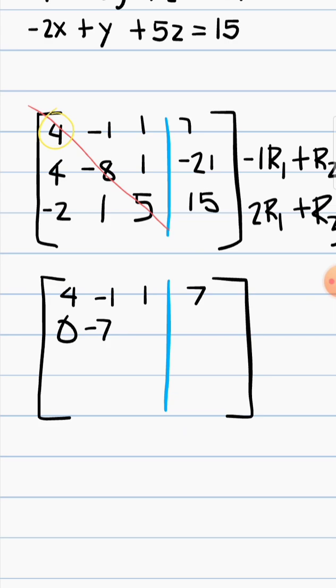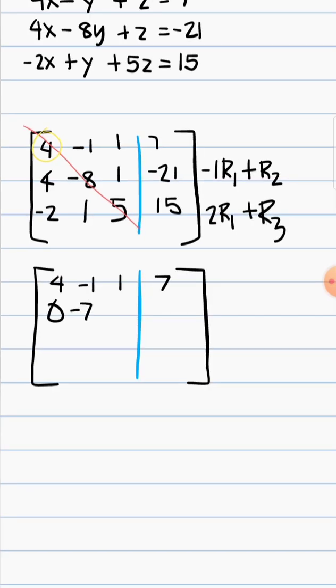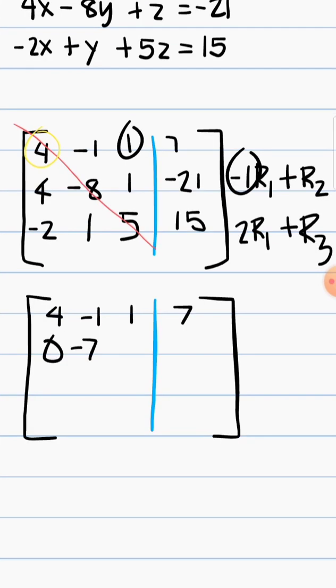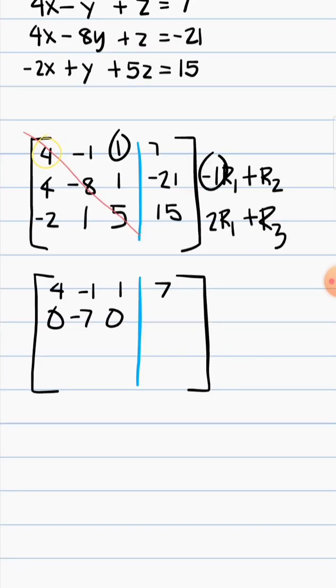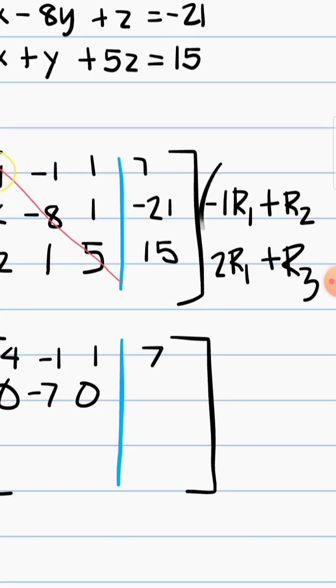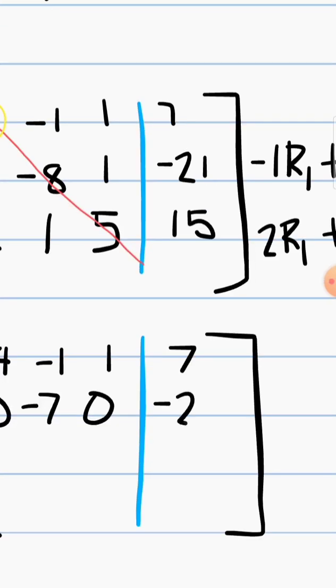Again, negative 1 times negative 1 is positive 1. 1 plus negative 8 is the same as 1 minus 8. So this is why negative 7. Negative 1 times 1 is negative 1. And then plus 1. So they have opposite signs and the same value. 0. Then finally, negative 1 times 7 is negative 7 plus negative 21. So they're both negative. So negative 7 plus negative 21 is negative 28.